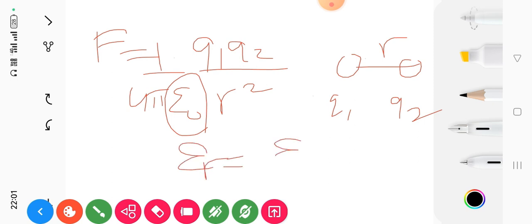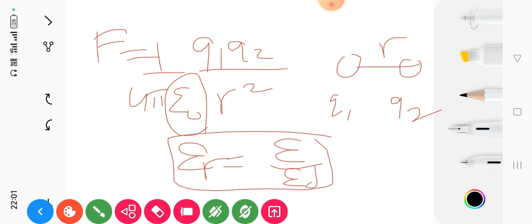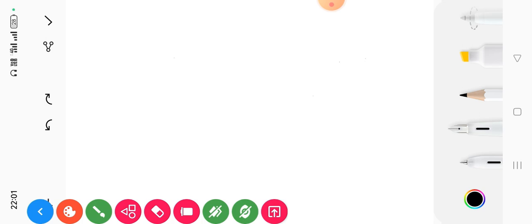This is epsilon upon epsilon naught. Basically this is a number, and this tells us how many times the force will be reduced.